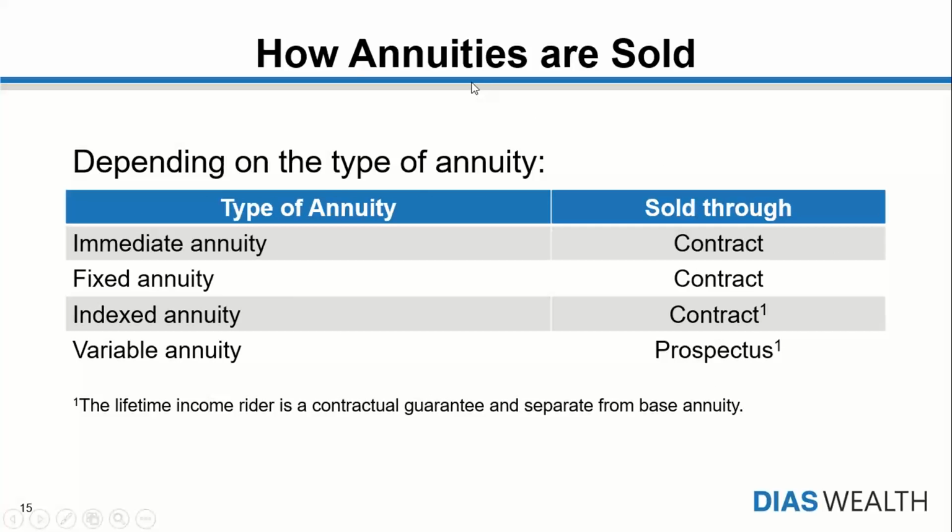Depending on the type of annuity, immediate annuities, fixed annuities, and index annuities are sold through contract. The only caveat with the index annuity is that the lifetime income rider is also a contractual guarantee. The variable annuity is sold through prospectus, so the risk is essentially put on the client. However, if the contract is purchased with a lifetime income rider, then there is some sort of contractual guarantee.